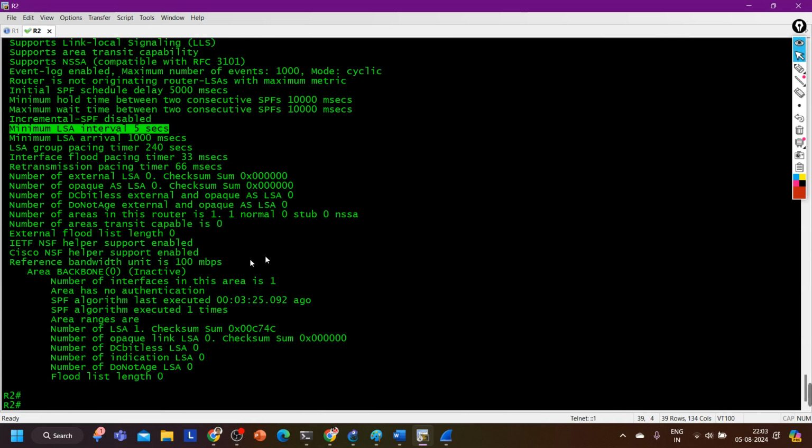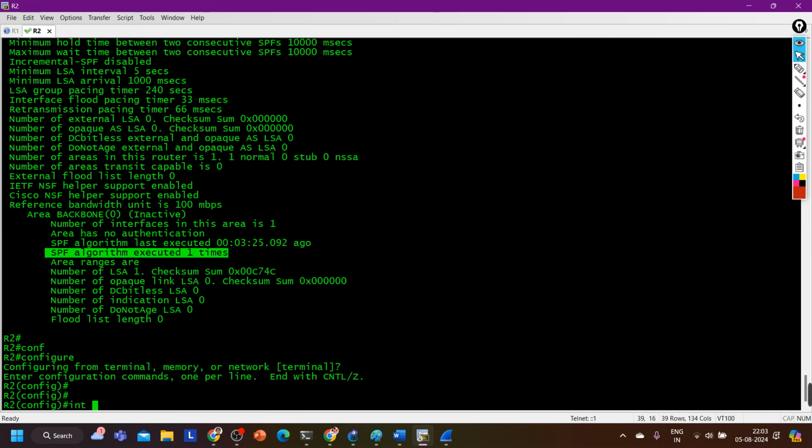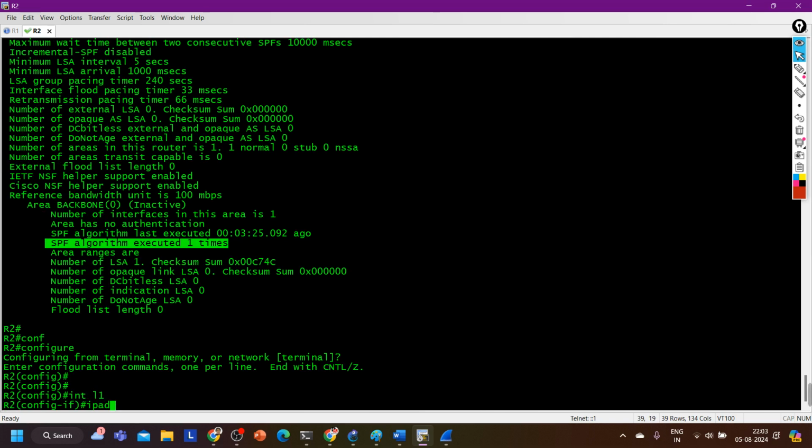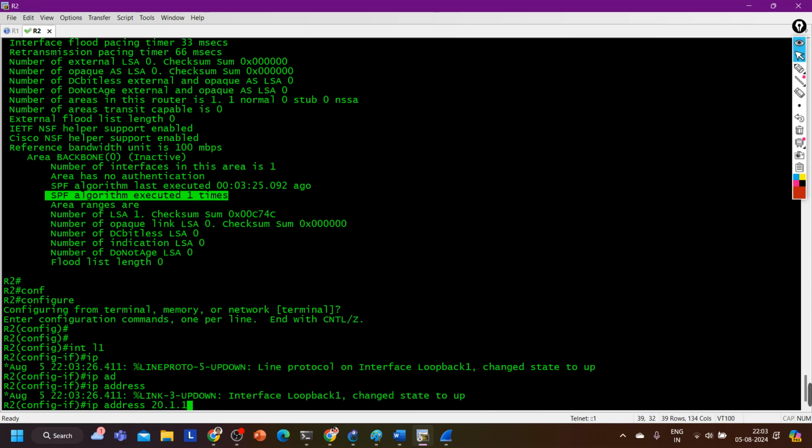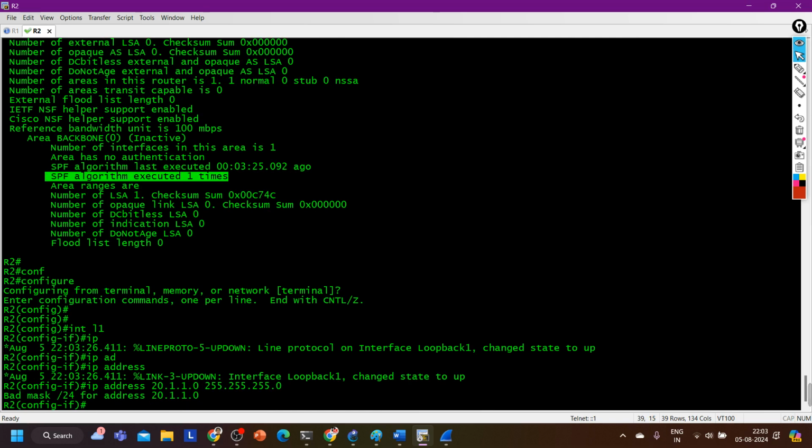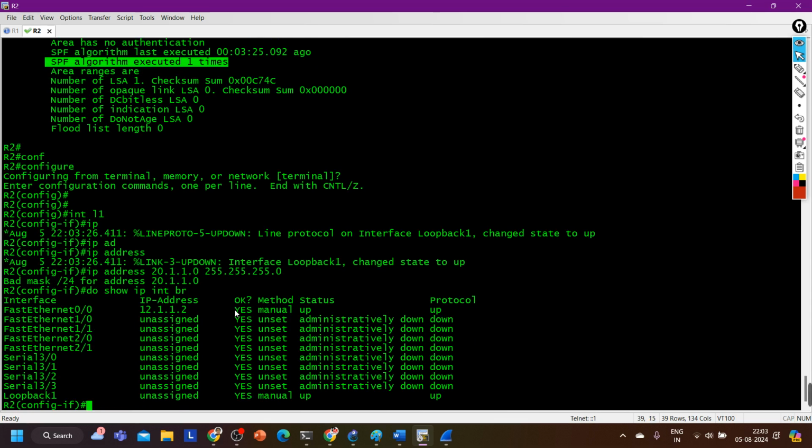You can check the reference bandwidth, right? You can check how many times this router has run the SPF algorithm. So how many times has this router run SPF algorithm, guys? SPF algorithm executed 1 time, right? But if I add one loopback here, interface loopback 1 and say ip address 20.1.1.0, what is happening? This is overlapping. Do show ip interface brief.